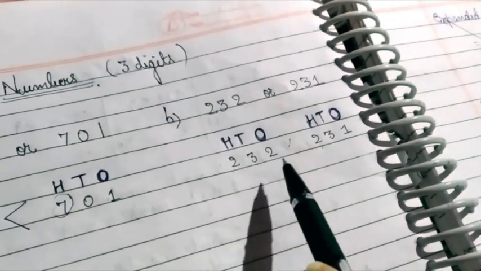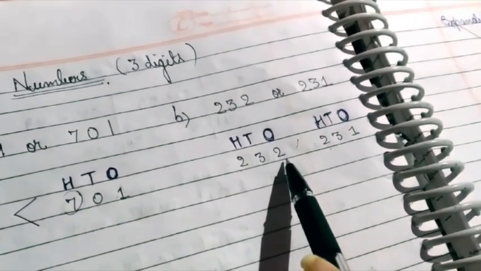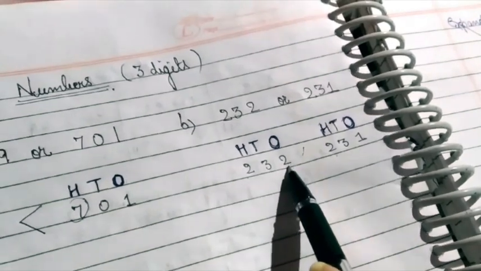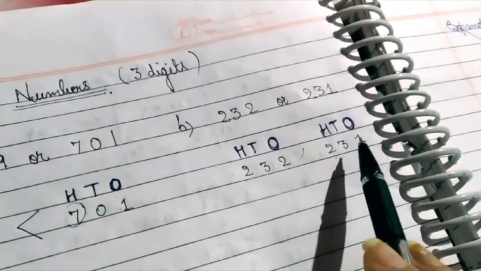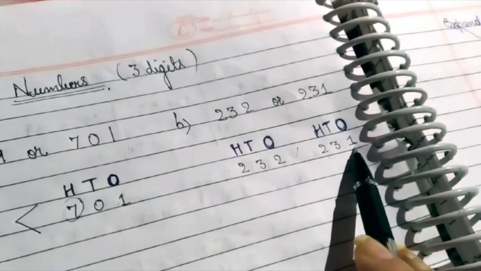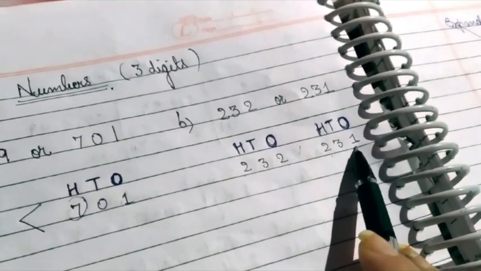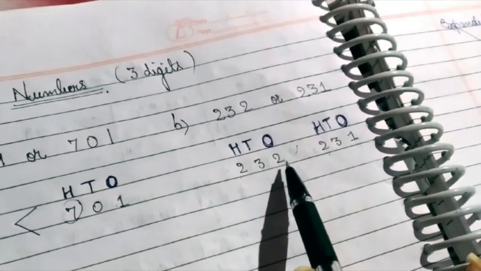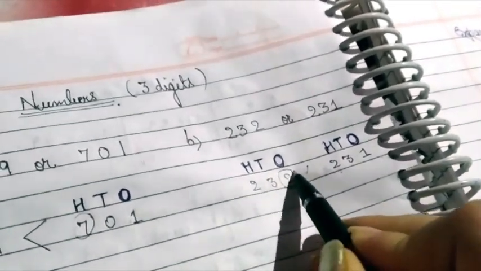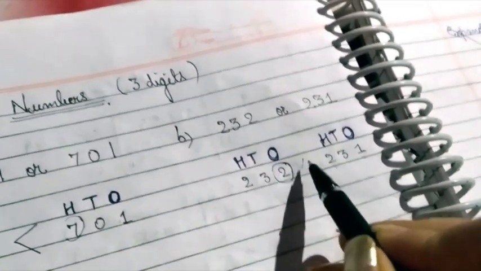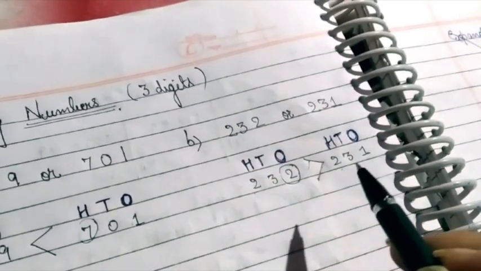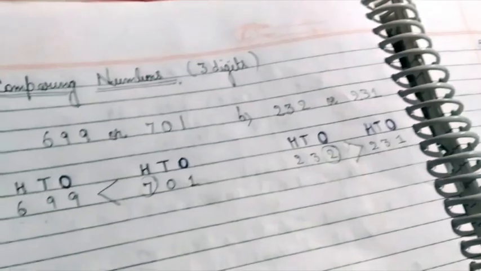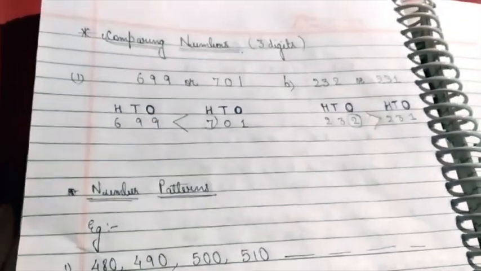So now we move to the ones place. In the ones place there is 2 in the number 232, and there is 1 in the number 231. So tell me, students, which is greater? 2 is greater than 1. So ultimately 232 is larger than 231. Clear? Now we move to number patterns.